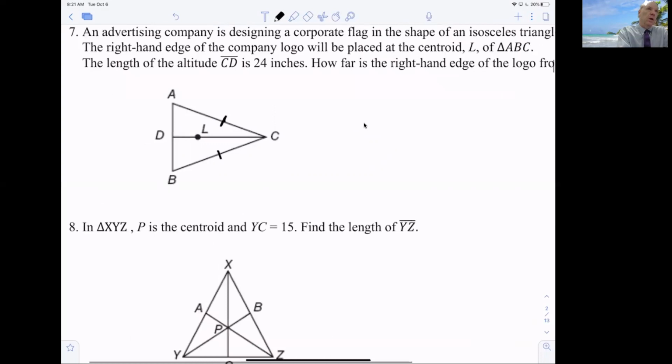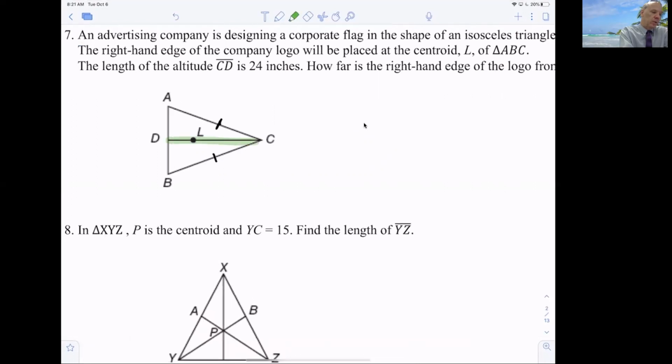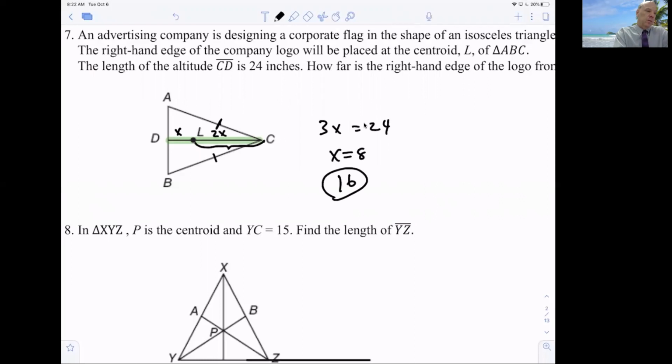16. Right, because what do we do? We divide by 3. The centroid, remember, cuts the median into x and 2x. So essentially you're just saying 3x equals 24. So x equals 8, but we're interested in from L to C. So that's how we got 16. Everybody okay with that?